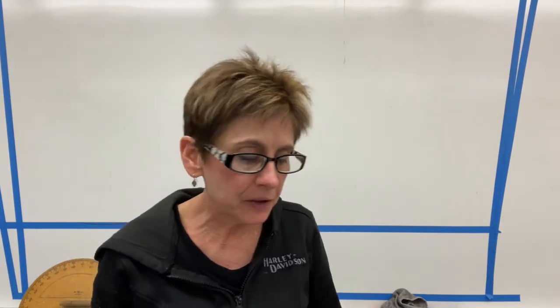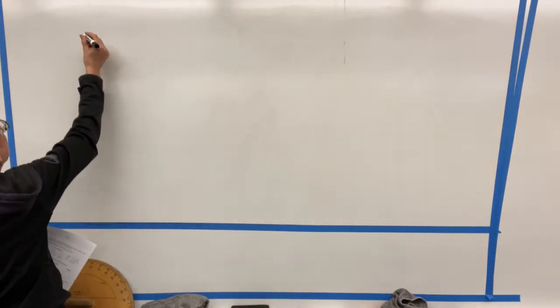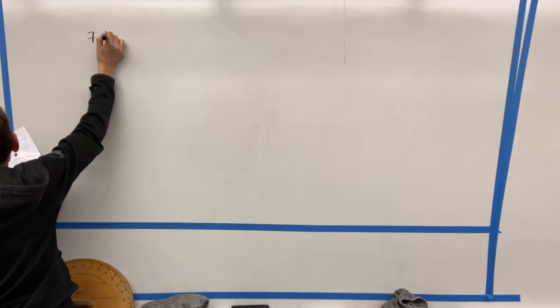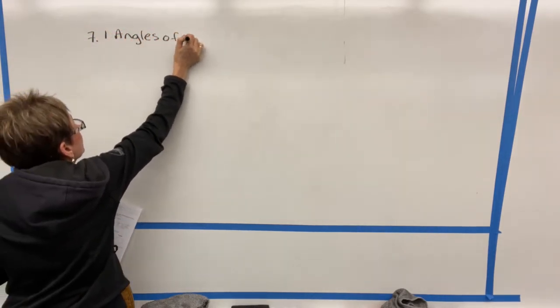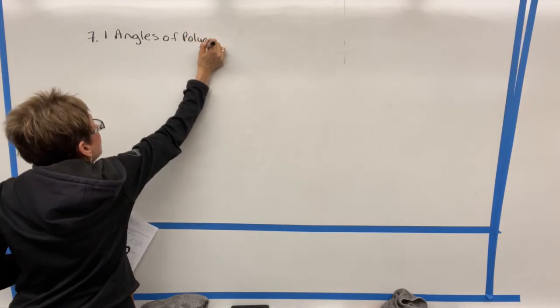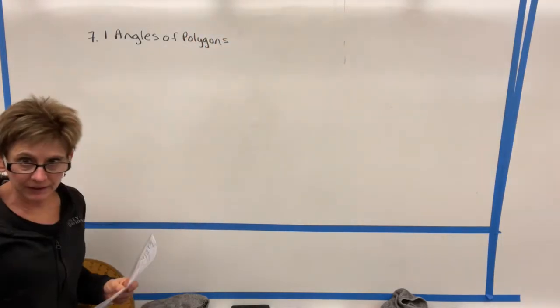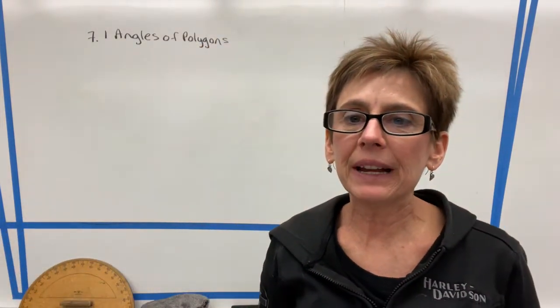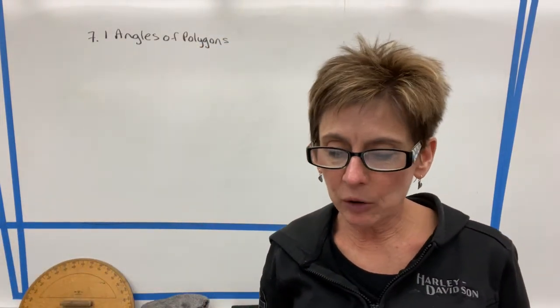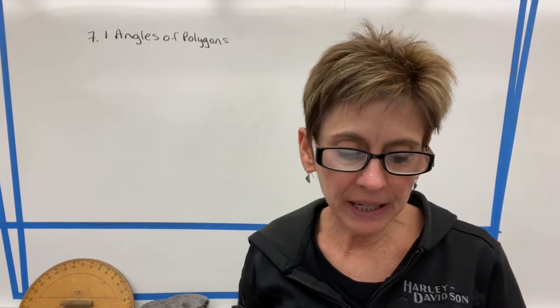Okay, so at the top of your paper, go ahead and write 7.1 angles of polygons. So 7.1 angles of polygons. And again, all you need to do notes is a piece of paper and a pen or pencil, and we'll go ahead and get started.